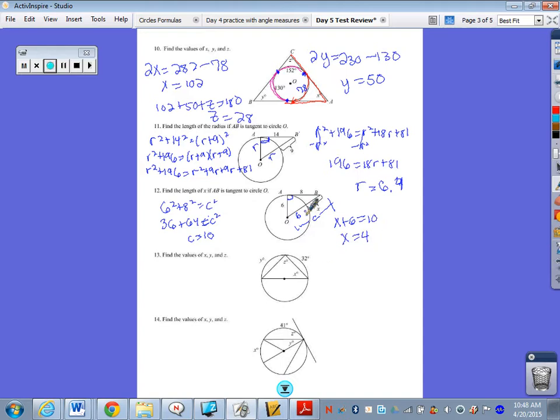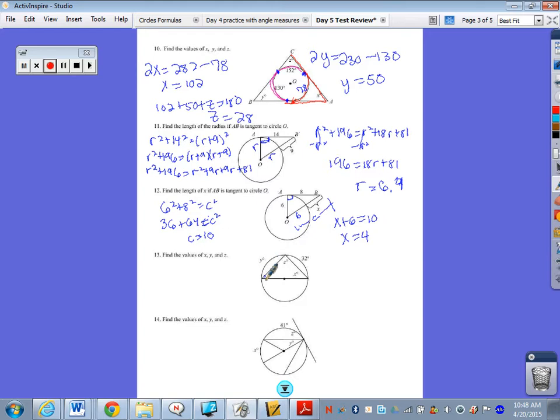If you make this 6 plus x like we did up here, you're going to have to factor, and it'll be hard to solve. So if you have two numbers for sides, you can call the third side C and then do Pythagorean theorem. Okay, so number 13, we need to find x, y, and z.